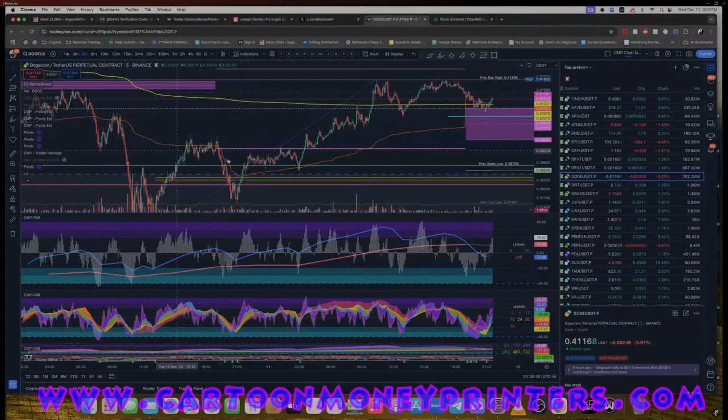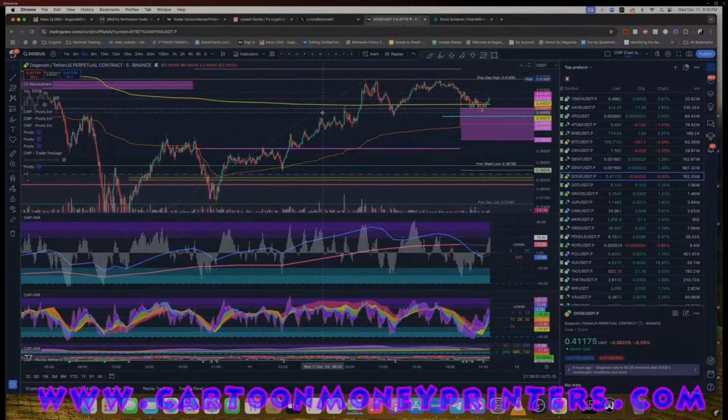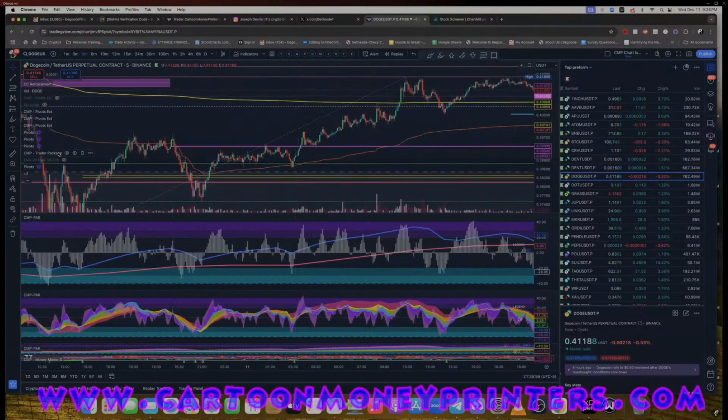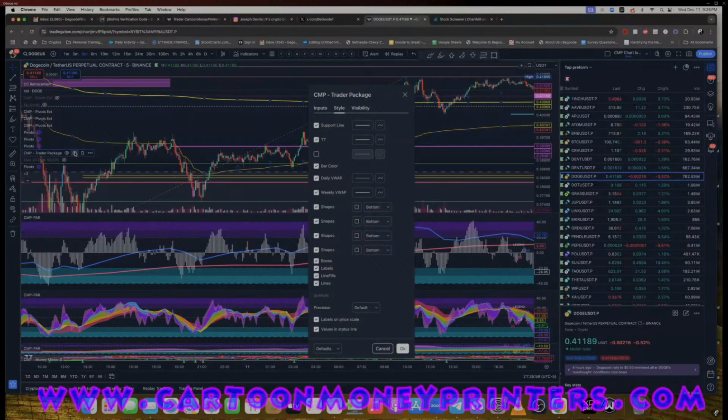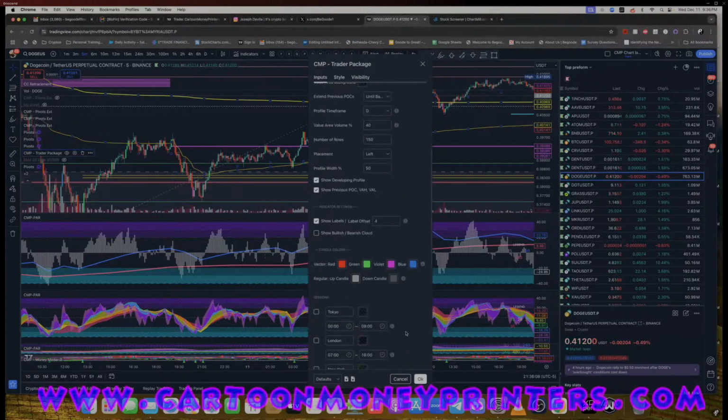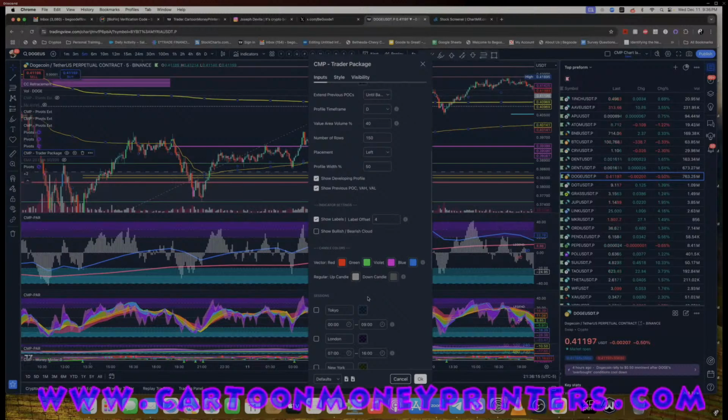And if you guys are having issues reading the candles, can you open that up real quick? Go to the CMP package settings, the trader package. Pop that open. Now, if you're having issues with the colors of the candles because it's overriding what you have on the chart, scroll down. See where it says candle colors? You can change the candle colors right there, the red, green, purple, blue. You can change that to however you want.